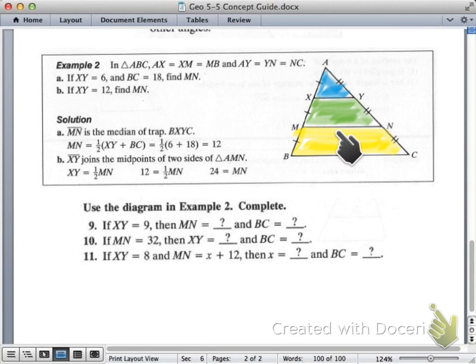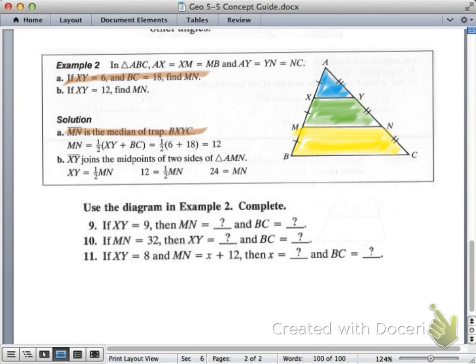MN is a what for the green and yellow trapezoid? That's right, a median of the trapezoid. So it will take the qualities that we were just talking about a moment ago. So to answer questions like this, let's look at question A. If we know all these things about this trapezoid, if XY equals 6 and BC equals 18, find MN.